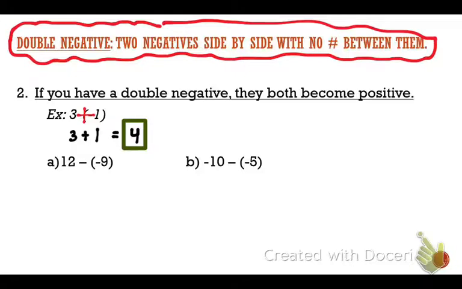Okay, so remember, as we said here, if you have a double negative, they both become what? Positive, okay? So the double negative here, you hopefully have rewritten this. Guys, what's 12 plus 9? 21. Raise your hand if you and your partner got that same answer. Okay, good job. If you didn't, that's okay. Erase it and fix it.